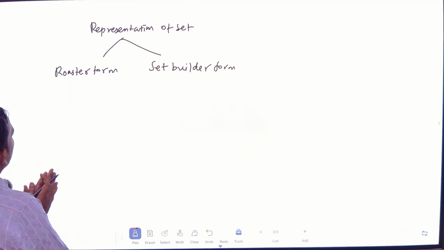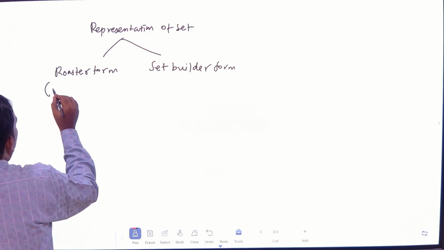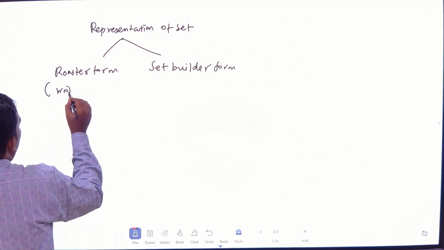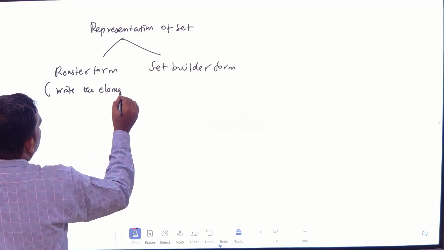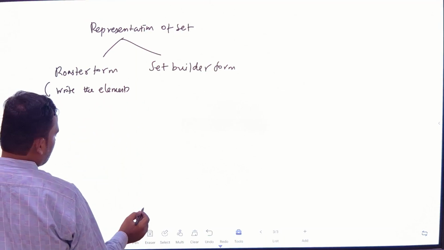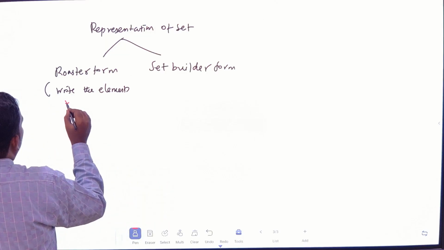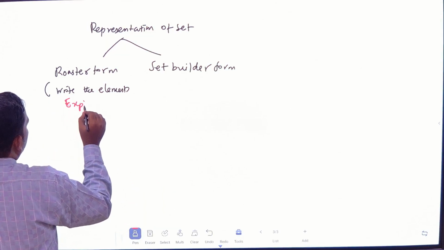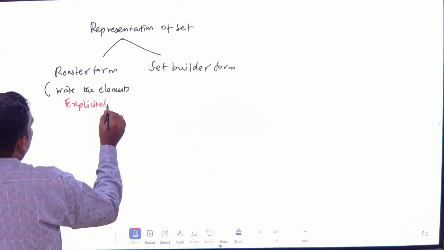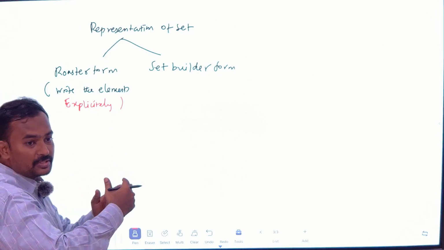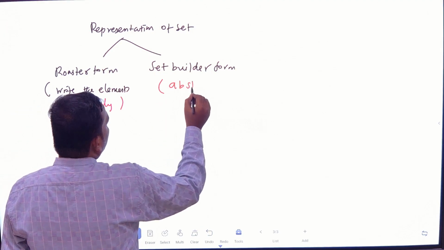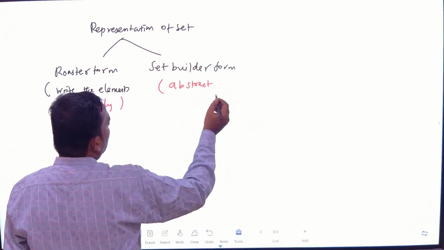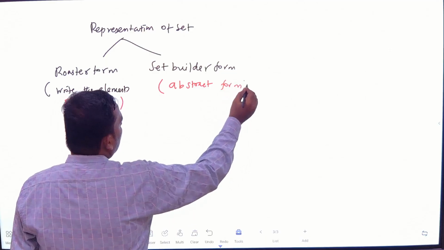So roster form, you can write the elements explicitly, right? You can see the elements separated by commas. This is the abstract form, the mathematical way.